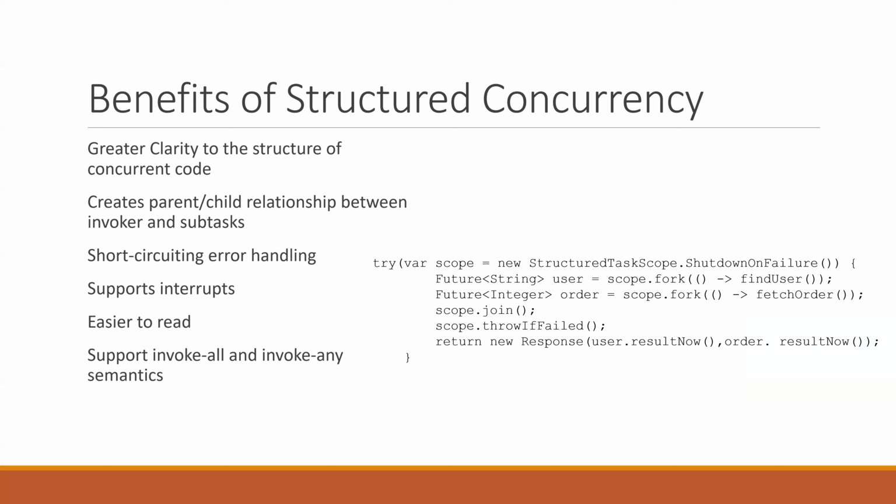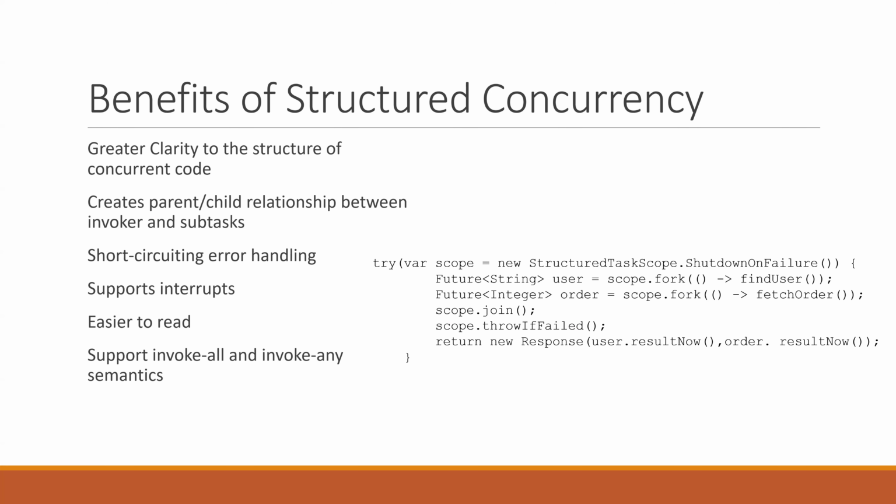Some of the benefits of structured concurrency, and here's another example. What's going to happen in this example? I'm going to wait for the 2, find user and find order. I'm going to wait for them to finish unless one of them fails. This is another way of saying throw if failed. I don't have to tie them in directly. This is just syntactic sugar here.